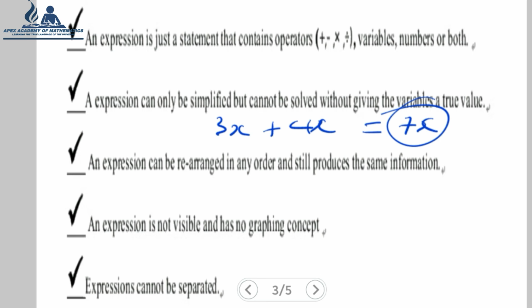X could be 1, 2, 3, 4. X could be any number. So provided that we know what x is, then we are able to solve that expression, or we're able to find the value of that expression. But as an expression itself, of course, it cannot be solved without giving the variable a true value.